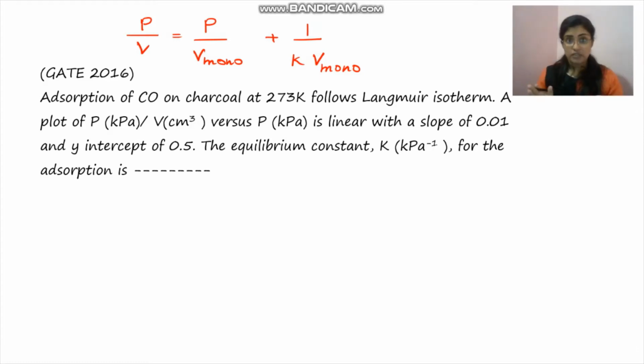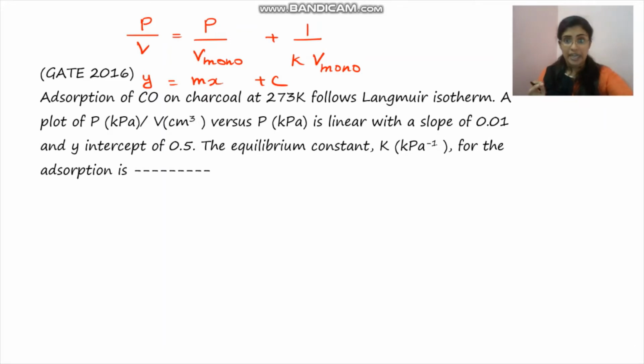So this is the equation we have. Now, this equation is of the form y equal to mx plus c, where my y is P by V and my x is P. So m is the slope and c is the intercept. So it is similar to the details given in the question.